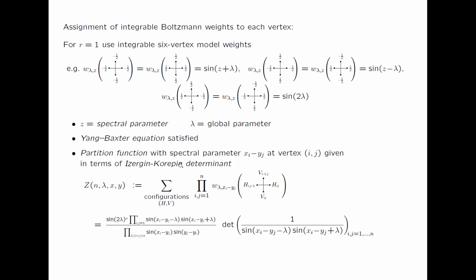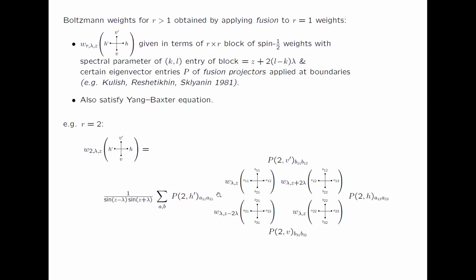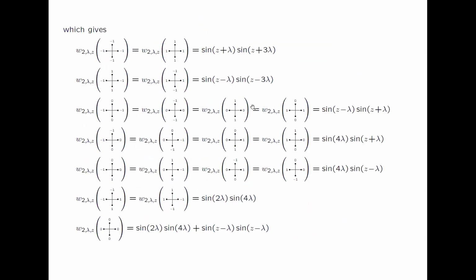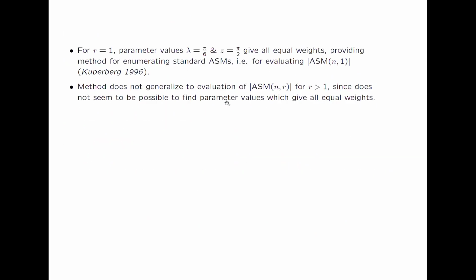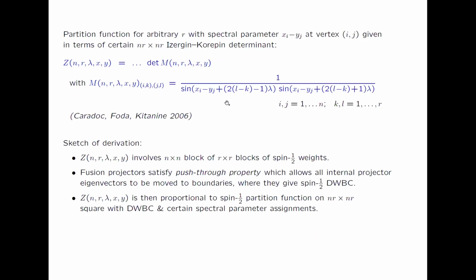For R equals 1, you get the Izergin-Korepin determinant here. For R greater than 1, you do this process that Philippe mentioned, called fusion, and you can upgrade everything. So you do get a Yang-Baxter equation. For R equals 2, the weights look like this. You've actually got 19 weights instead of a 6 vertex, a 19 vertex model. You can then work out an analog of the Izergin-Korepin formula, which was done by Kitanine and Pitman in 2006. There's some details of it here.